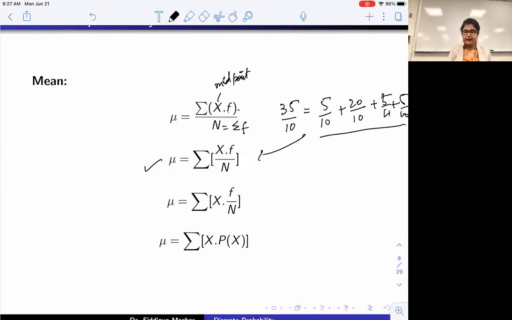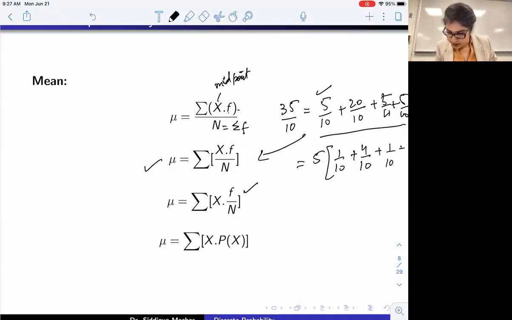So the same thing I have done here. I'm rewriting this as the sum of all the frequency distributions, like the sum of x dot f divided by n. So I can also rewrite this, for instance in this equation, I can take 5 out. Can I write this as 1 by 10 plus 4 by 10 plus 1 by 10 plus 1 by 10? So this is the same thing, x dot f by n. So this is what I'm writing here.